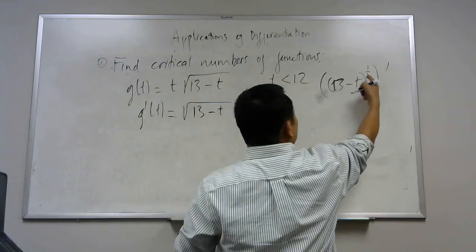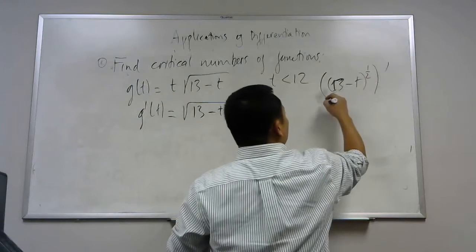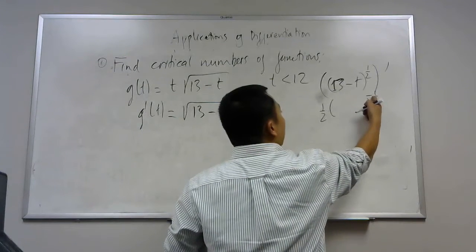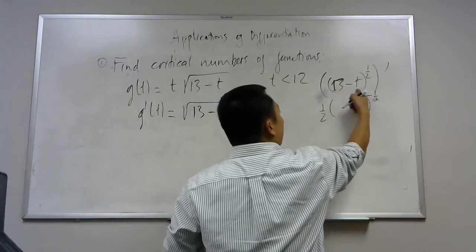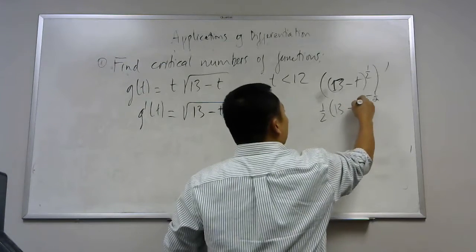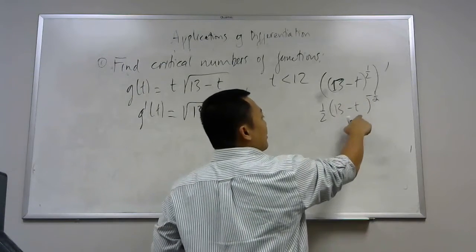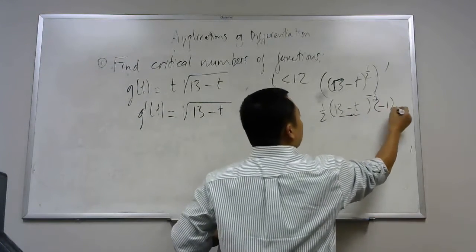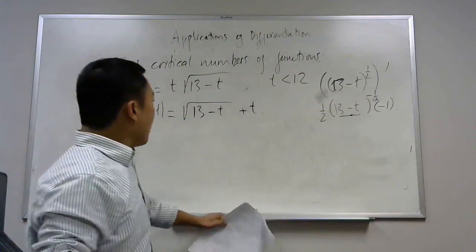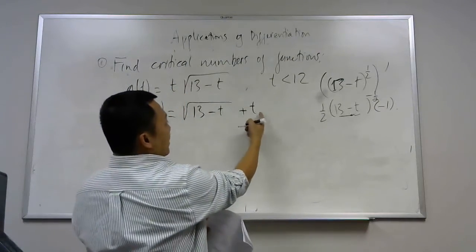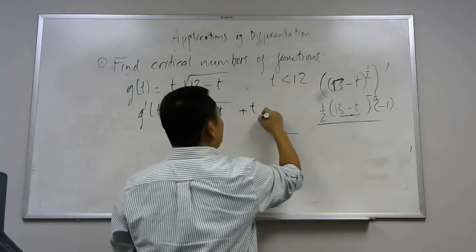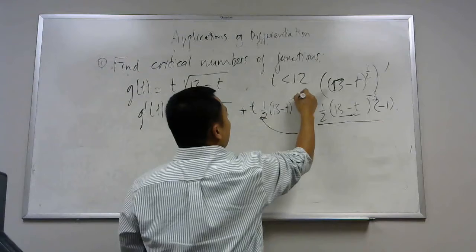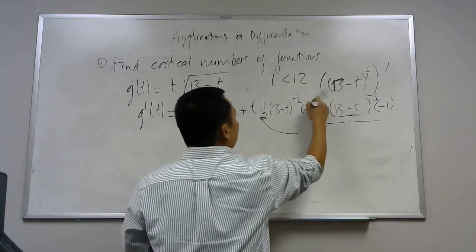The chain rule says first I take the derivative of the outside function, which is 1/2, and I reduce the power by 1, so I have negative 1/2 here. I copy everything inside and put it in this place. Then I need to take the derivative of the inside, so that is negative 1. Don't forget the parentheses, otherwise you get it wrong. I get 1/2, 13 minus t to negative 1/2, times negative 1.